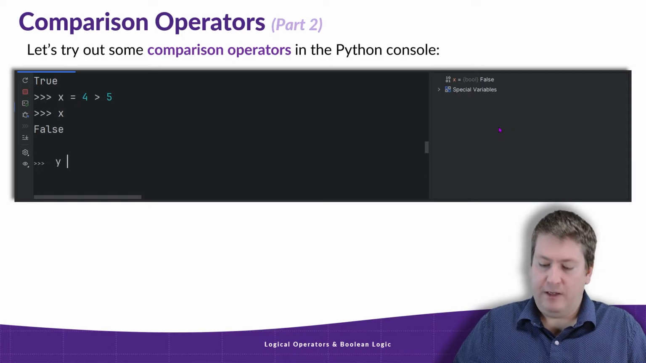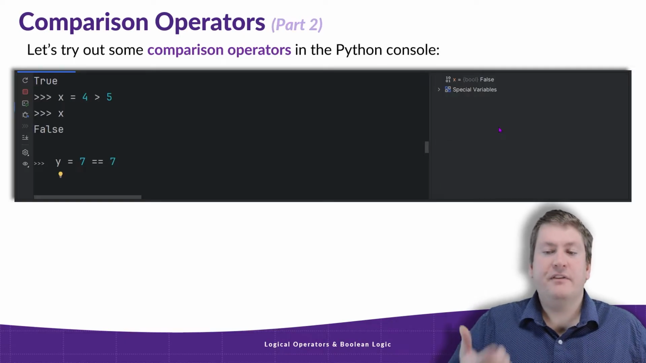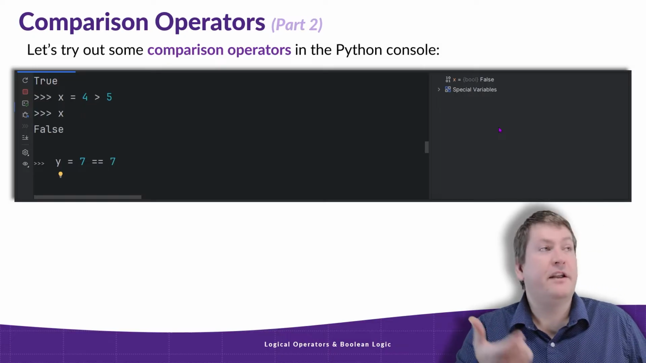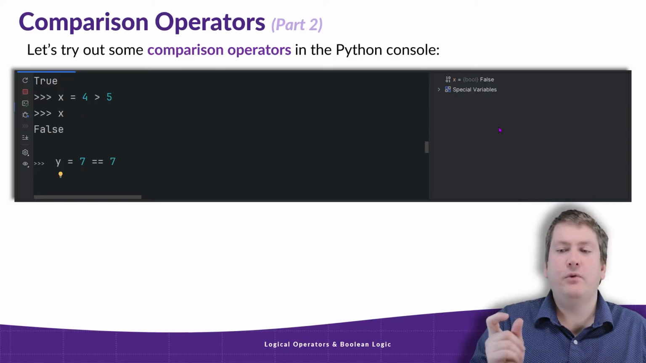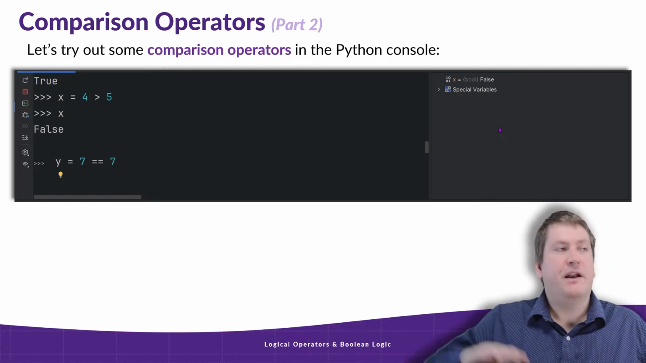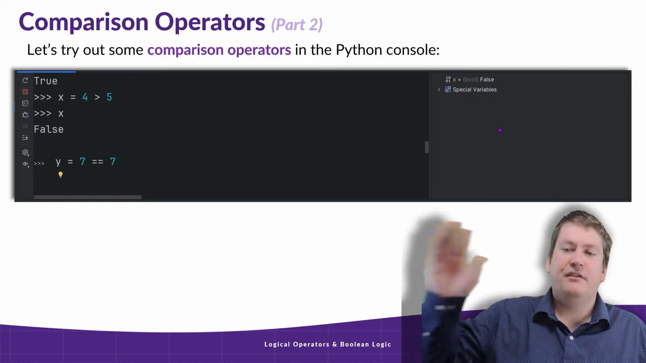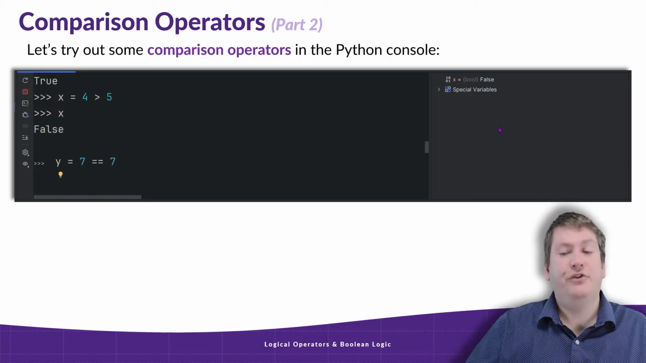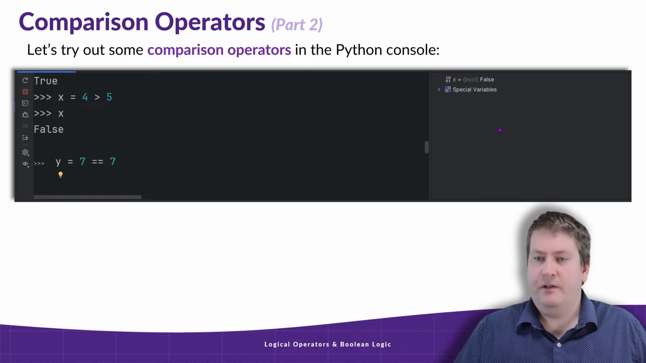And we can also do something like y equals 7 equals 7. So in a statement like this, it's important to keep in mind which one is assignment and which one is comparison. Remember, 1 equals is for assignment. That means whatever's on the right, we're going to evaluate and store on the left. And 2 equals is for comparison. It's asking a question. Are these equal?